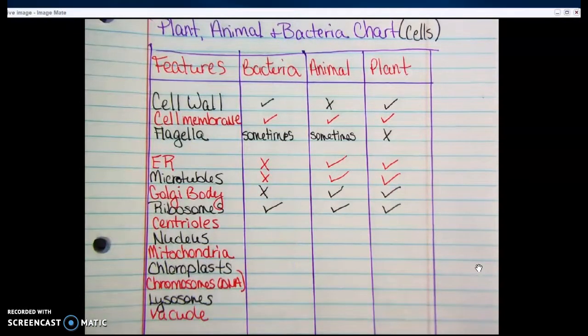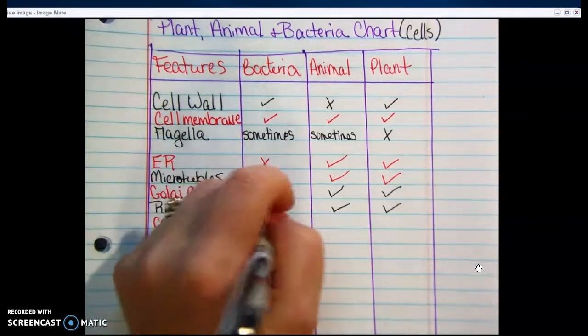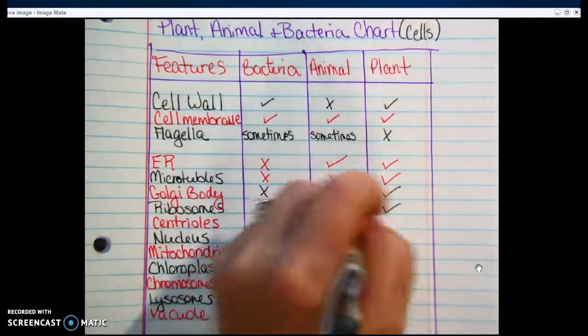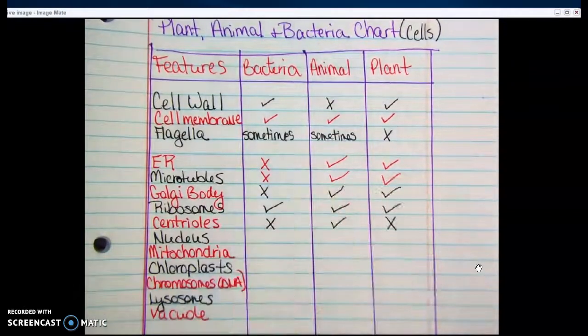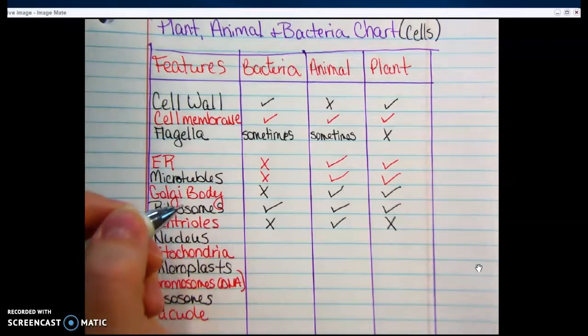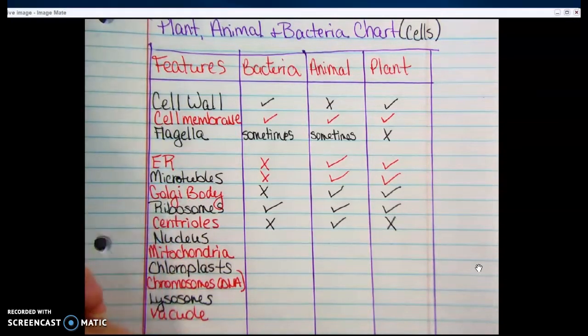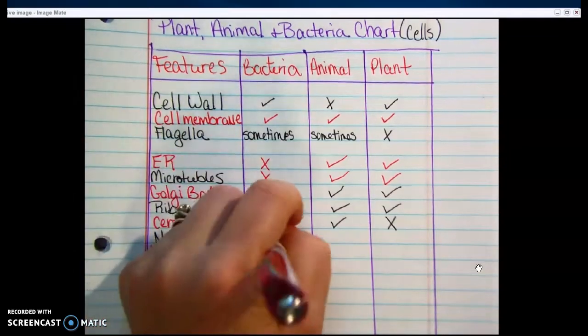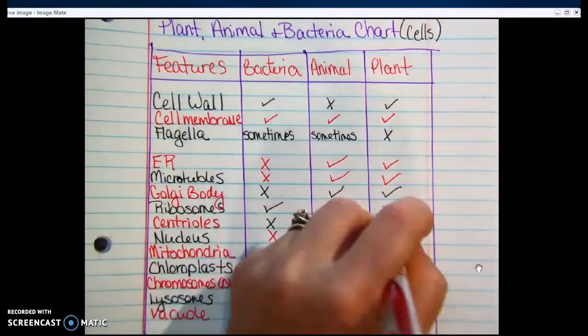Centrioles. These are used during mitosis to pull those spindle fibers to each end. The only one that has spindle fibers are animal cells. The rest do not. So centrioles are only in animal cells. Nucleus. We've already talked about this. Bacteria are prokaryotes. Prokaryotes do not have a nucleus. So therefore, it's no, yes, yes.